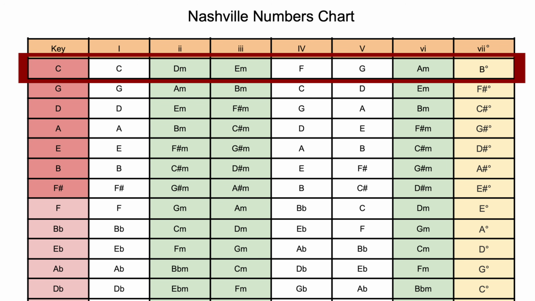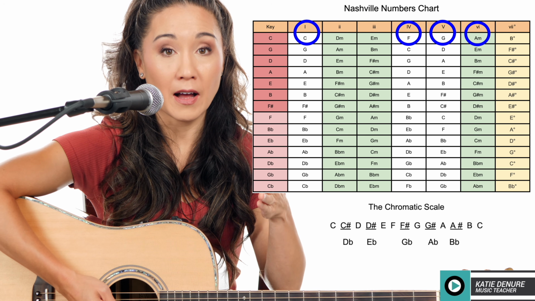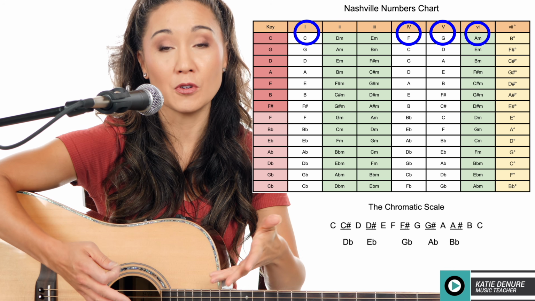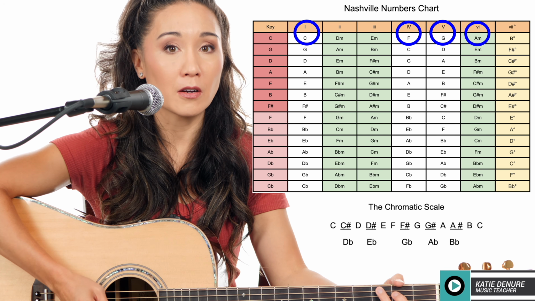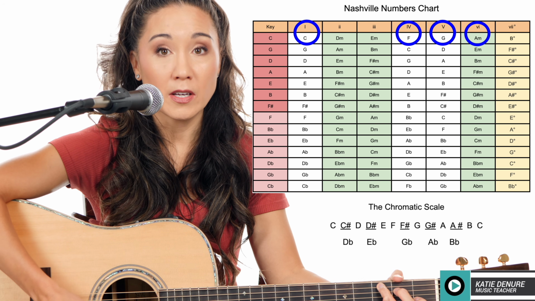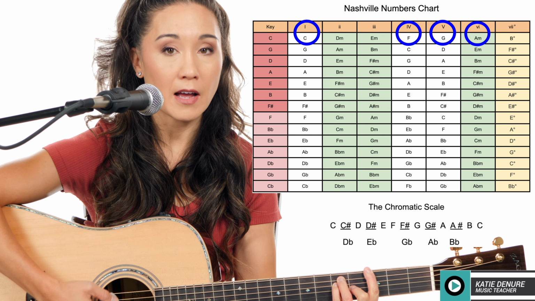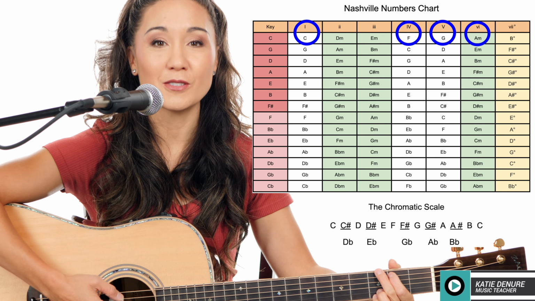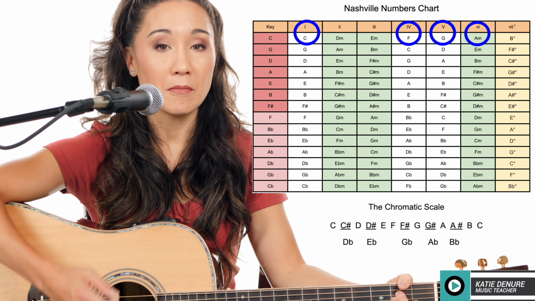So let's start off with a song that's in the key of good old C. A normal chord progression would be a 1, 4, 5, and 6, if you're talking about pop music, country music, even a lot of modern praise and worship music. So let's say that our 1 is going to be C, and our 4 is going to be F. Our 5 is going to be G, and our 6 will be an A minor.